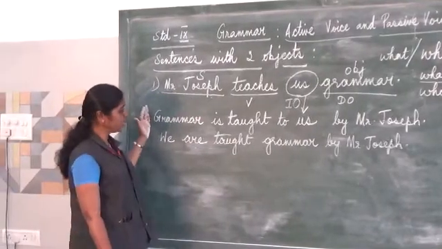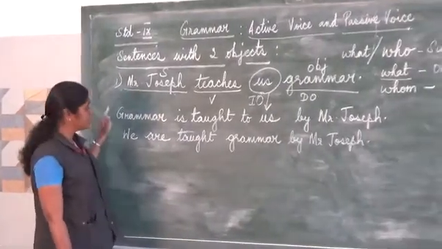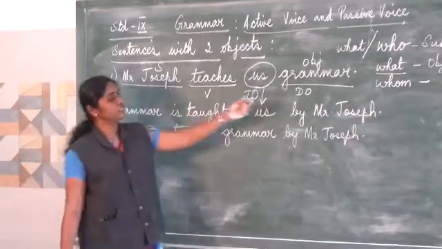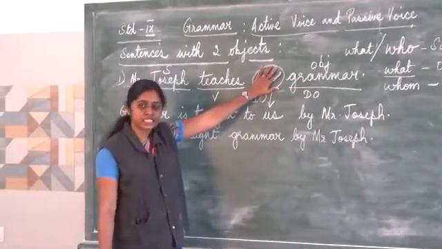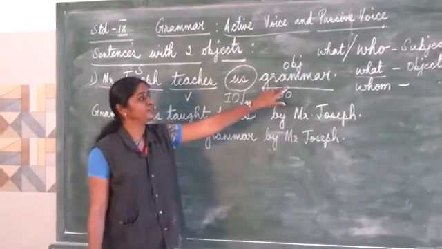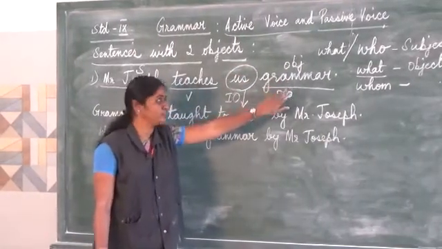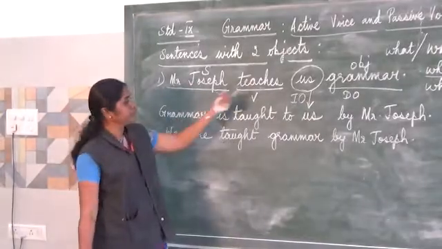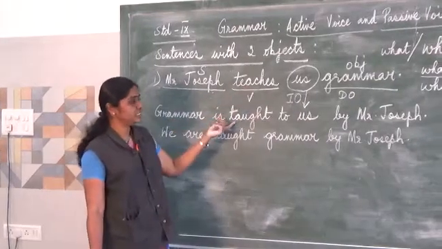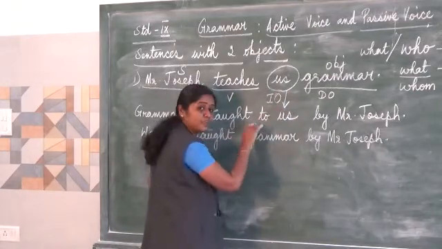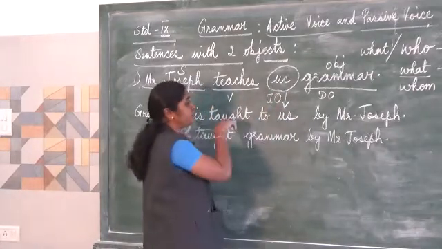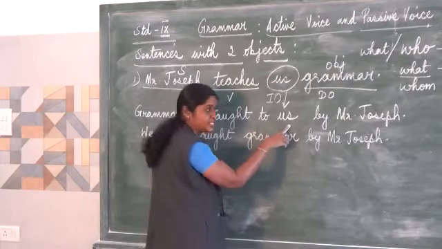So you can write two answers. For the first answer, you just take the direct object to the front, and you keep the indirect object as it is. So we have to begin the sentence with the direct object. Grammar, passive form of teaches is taught. Now this indirect object, in this place you have to bring it down. Grammar is taught to us.